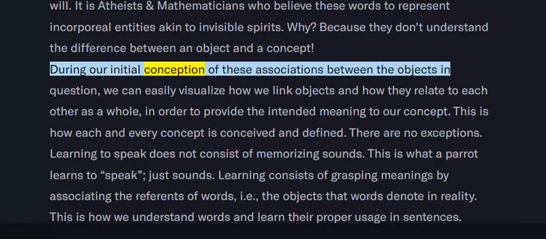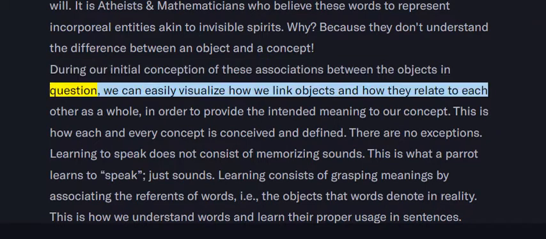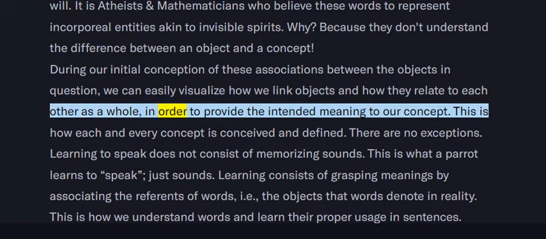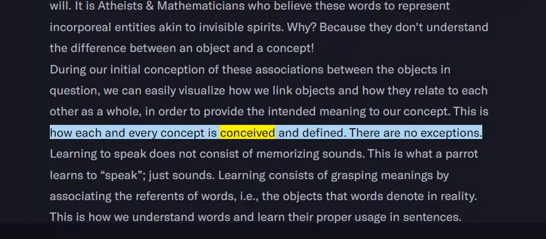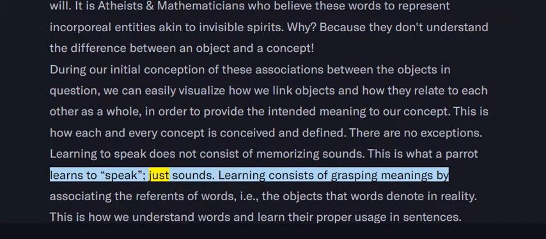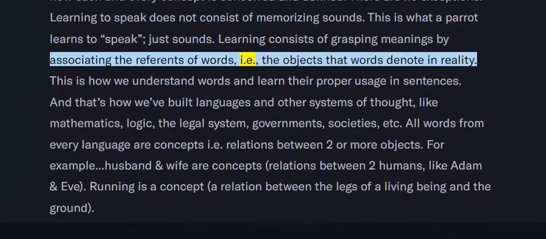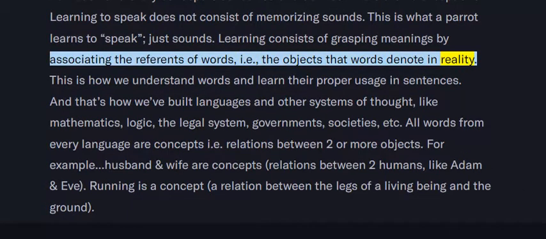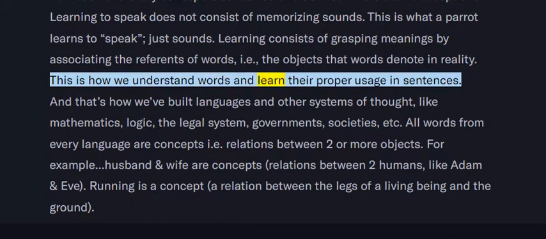During our initial conception of these associations between the objects in question, we can easily visualize how we link objects and how they relate to each other as a whole, in order to provide the intended meaning to our concept. This is how each and every concept is conceived and defined. There are no exceptions. Learning to speak does not consist of memorizing sounds. This is what a parrot learns to speak, just sounds. Learning consists of grasping meanings by associating the reference of words, i.e., the objects that words denote in reality. This is how we understand words and learn their proper usage in sentences.